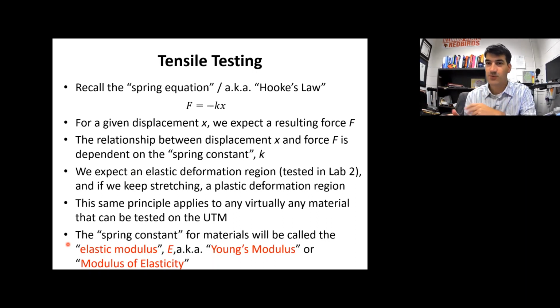Unfortunately, there are 3 different words to mean the same thing, but you notice they all have the word modulus in them. So if you're talking about tensile testing and you see the word modulus, it refers to one of these things. All right, the symbol to abbreviate this is always capital E. That's the symbol for the elastic modulus of the material.